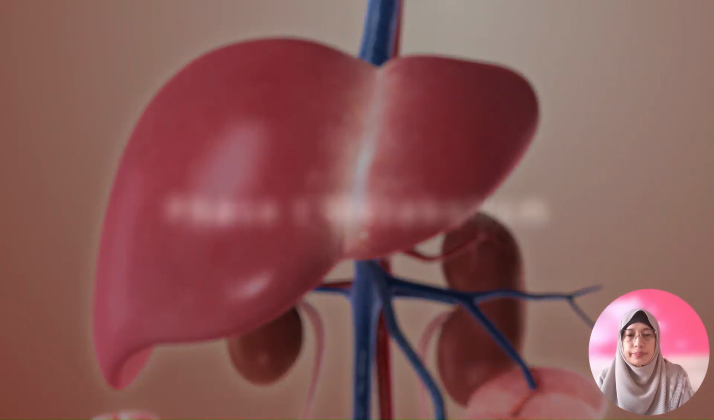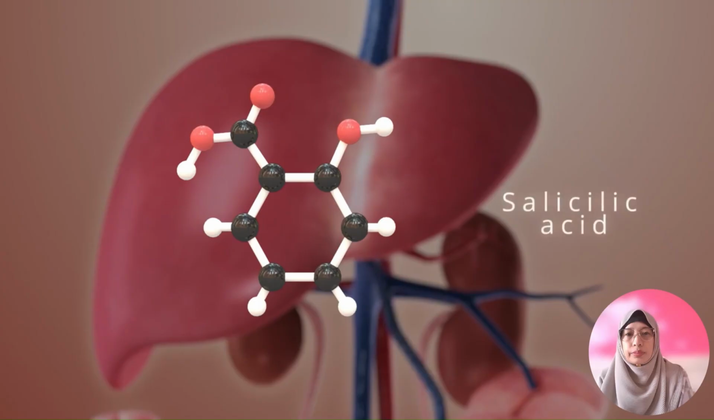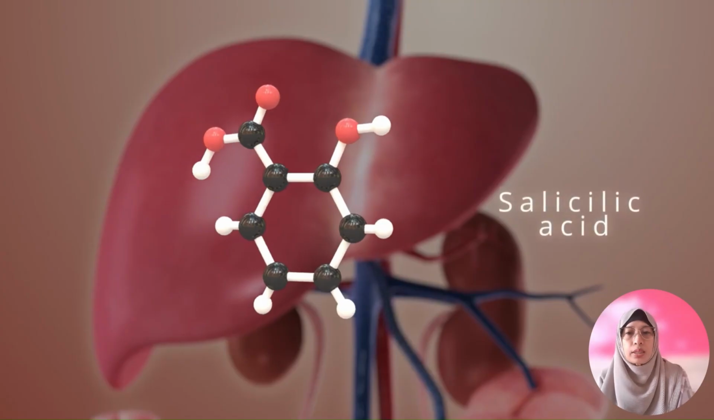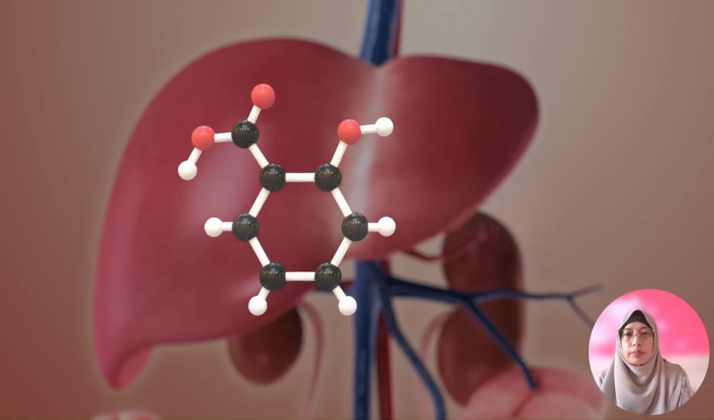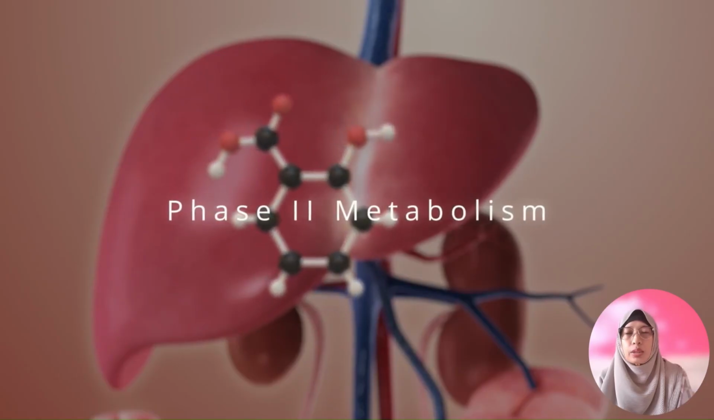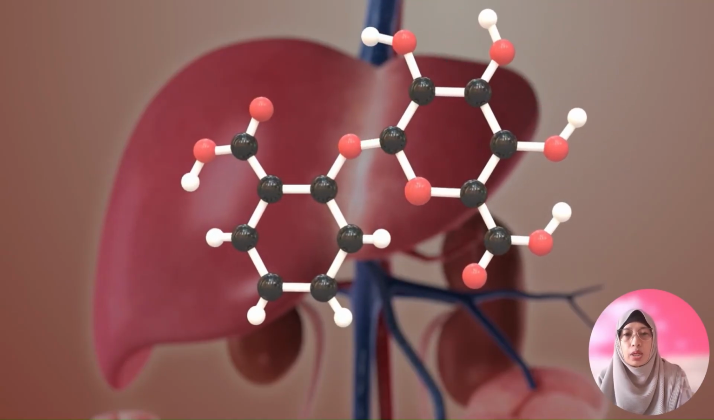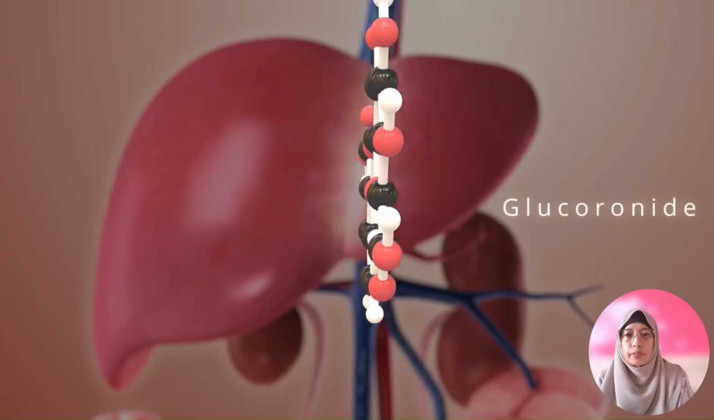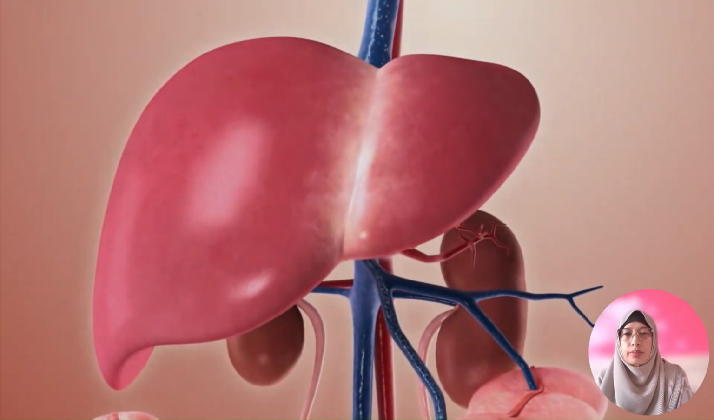Phase 1 metabolism. First, aspirin is hydrolyzed, breaking off ethanoic acid and leaving behind salicylic acid. This salicylic acid isn't water-soluble, so it can't be excreted in urine yet. Phase 2 metabolism. An ionized group is then added to the salicylic acid, forming glucuronide, which is water-soluble and can be excreted in urine.